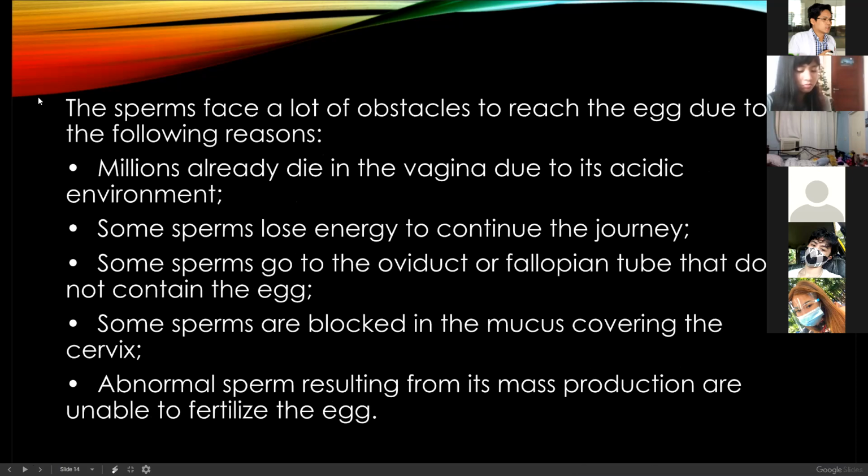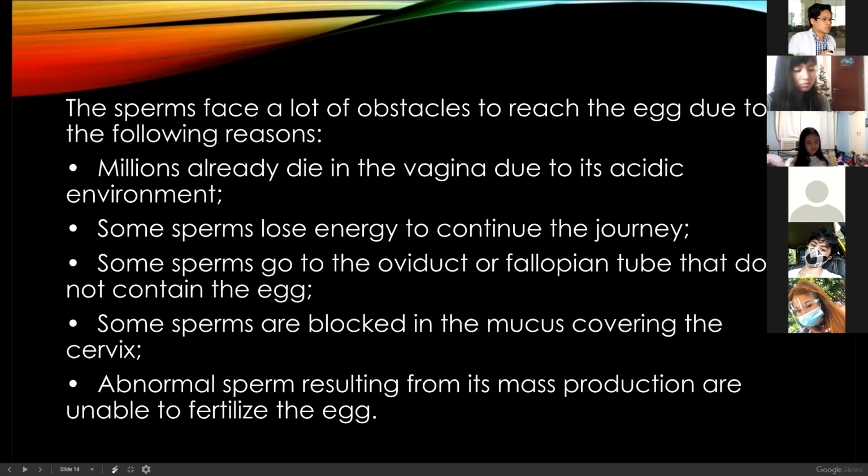The sperms face a lot of obstacles, the ones I have been telling you a while ago, to reach the eggs due to the following reasons. Millions already die in the vagina due to its acidic environment. Some sperms lose energy to continue their journey. Some sperms go to the oviduct or fallopian tube that does not contain the egg, and they don't have energy again to travel back. Some sperms are blocked in the mucous covering of the cervix.